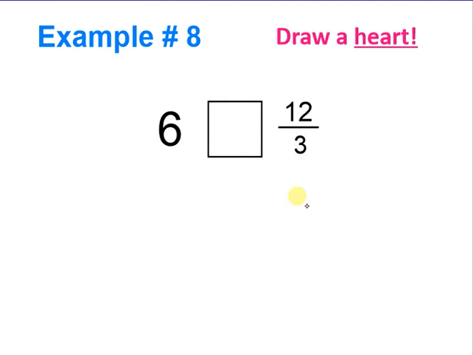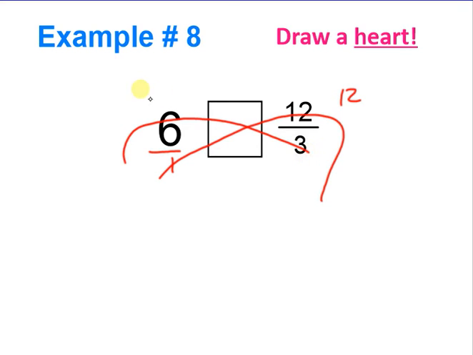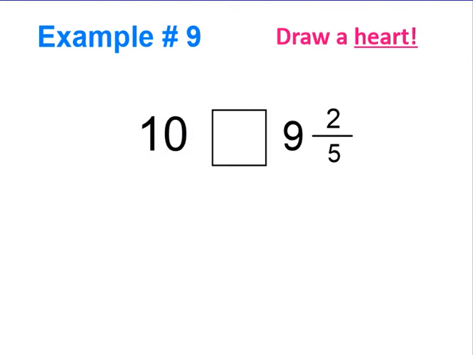All right, so here let's put the 6 over 1. So 1 times 12 is 12. 3 times 6 is 18. 18 is greater than 12, so we're going to put a greater than sign there.